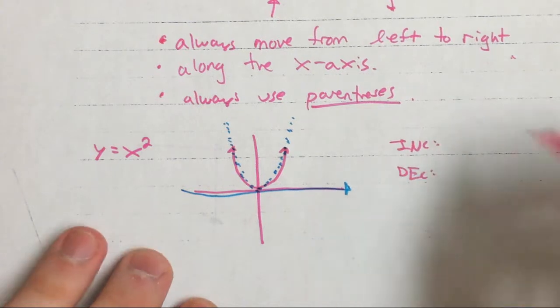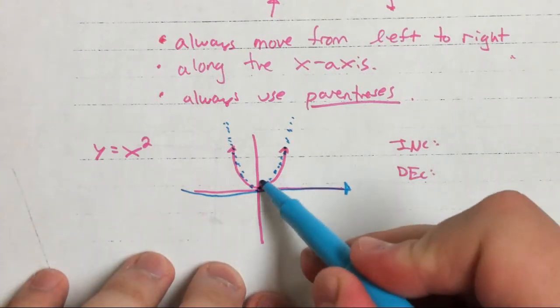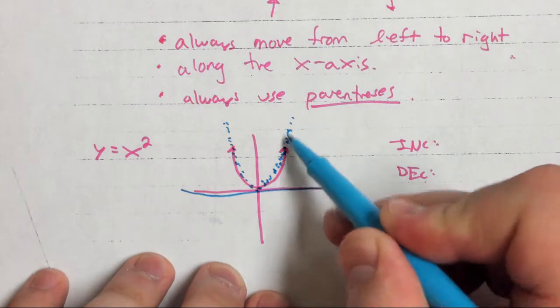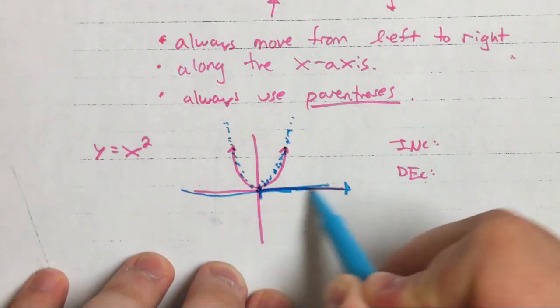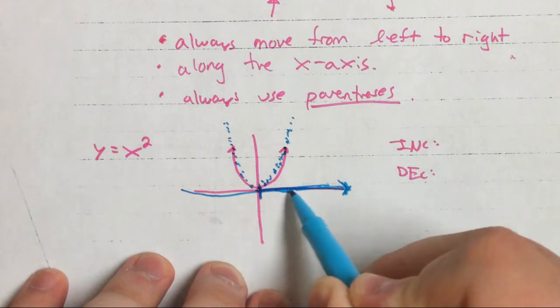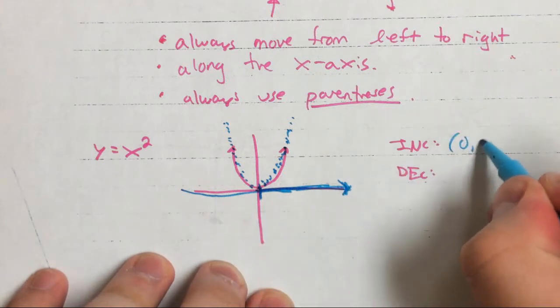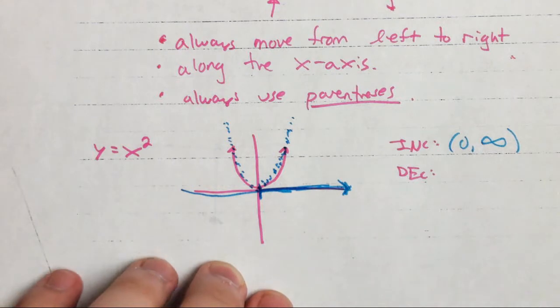If we're looking for intervals of increasing and decreasing, this is the part where it's going up. This part of the graph corresponds to this part of the x-axis. So from 0 to infinity is where the graph is increasing.